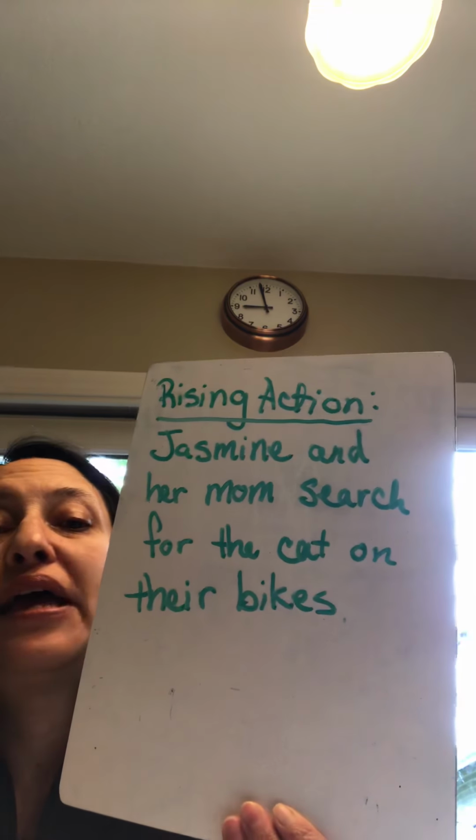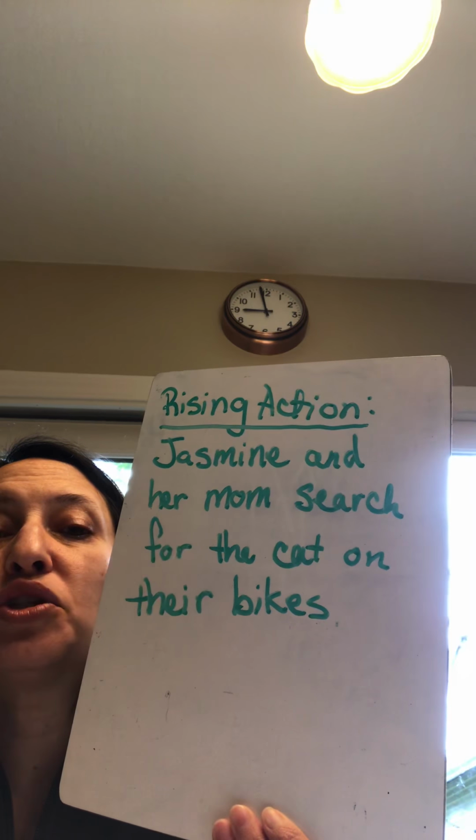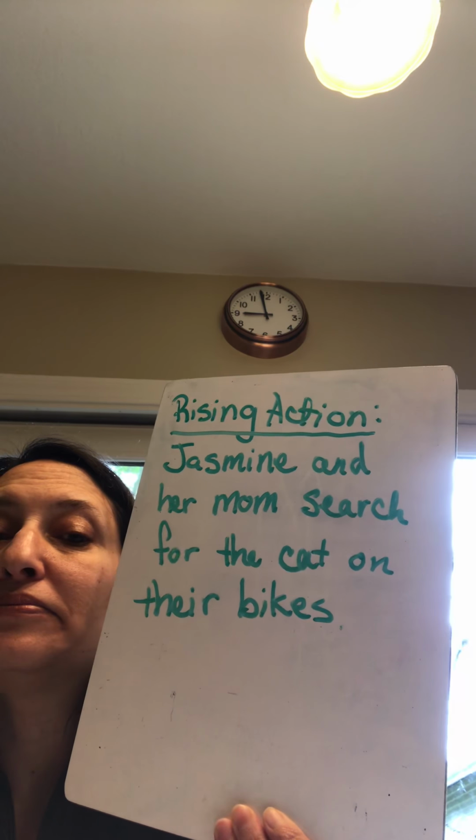And then let's talk about rising action. Remember, rising action is when the problem builds or the characters are trying to solve the problem in some way. So we know in this passage, Jasmine and her mom do something, right? So here's rising action. Jasmine and her mom search for the cat on their bikes. Okay, that's a good answer for number 2.